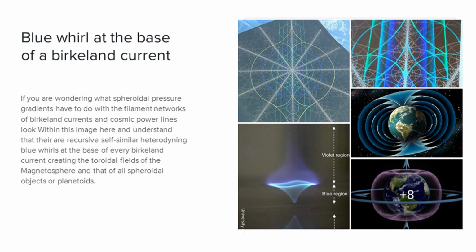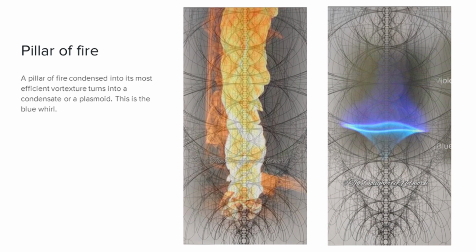If you're wondering what spheroidal pressure gradients have to do with the filament networks of Birkeland currents and cosmic power lines, look within this image here and understand that there is a recursive, self-similar, heterodyning blue whirl at the base of every Birkeland current, at the top of the planet, and all planetoids that at least have atmospheres. So it's made with a pillar of fire. Like I said, it's condensed into a plasmoid.